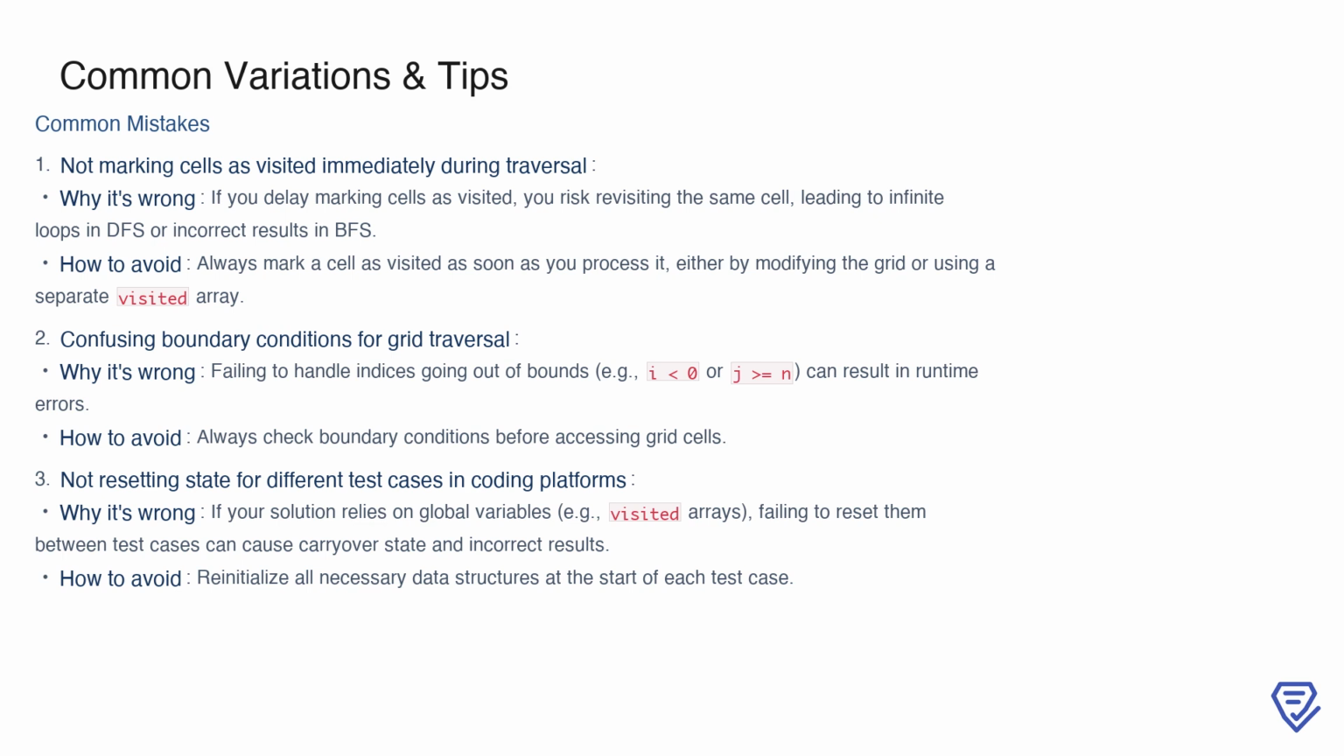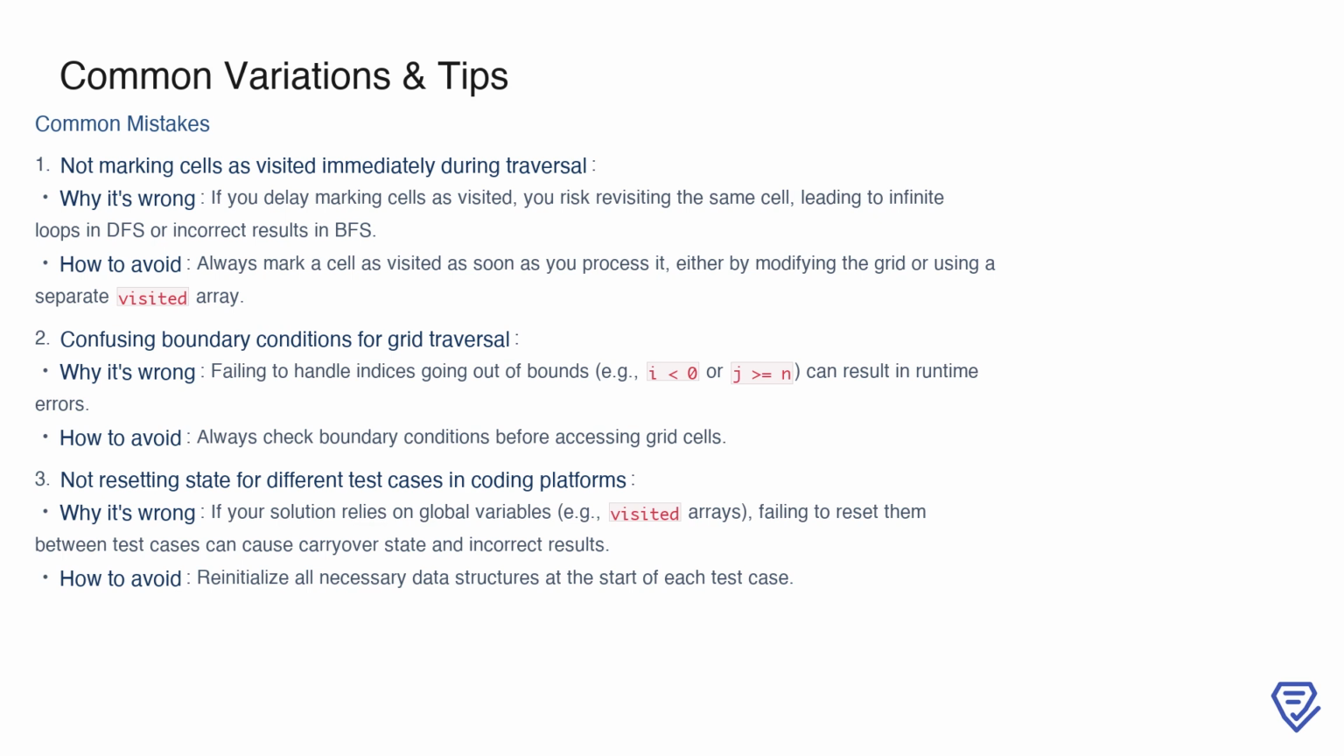One of the most common mistakes when solving the number of islands problem is not marking cells as visited immediately during traversal. This can be a critical issue because if you delay marking a cell, you might revisit it later, which could either lead to infinite loops in a depth-first search or inaccurate results in a breadth-first search. To avoid this, you should mark a cell as visited as soon as it is processed. This can be done by modifying the grid directly or by maintaining a separate visited array.